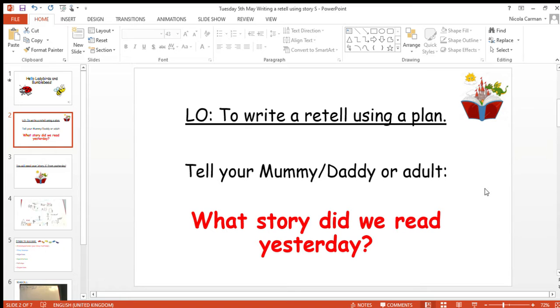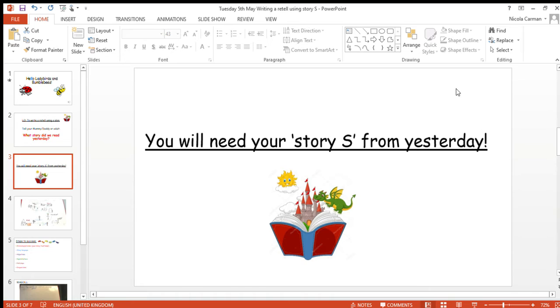Now, the story essay that you drew yesterday is your plan, okay? So can you tell your mummies and daddies or your adult, what story did you read yesterday? Yes, it was Jack and the Beanstalk, wasn't it? We were reading the story and then we were making our own story essay to help us to remember what happened in the story. Ready for today, because today we're going to be writing what happens in the story.